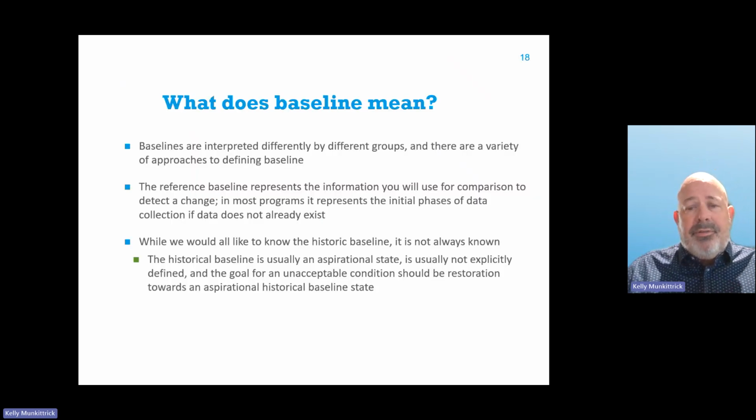So baselines are interpreted differently by different groups. The reference baseline represents the information you use for comparison to detect a change. And in most programs, it represents the initial phases of data collection if data does not already exist. While we'd all like to know the historic baseline, it's not always known, and it's usually an aspirational state, not explicitly defined, and the goal for an unacceptable condition should be restoration and progress towards an aspirational historical baseline state. So the current situation degrading is unsustainable. The current situation getting better is working towards restoration.